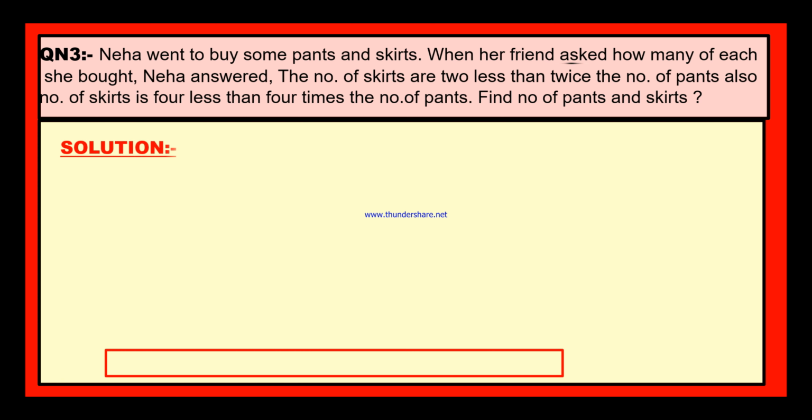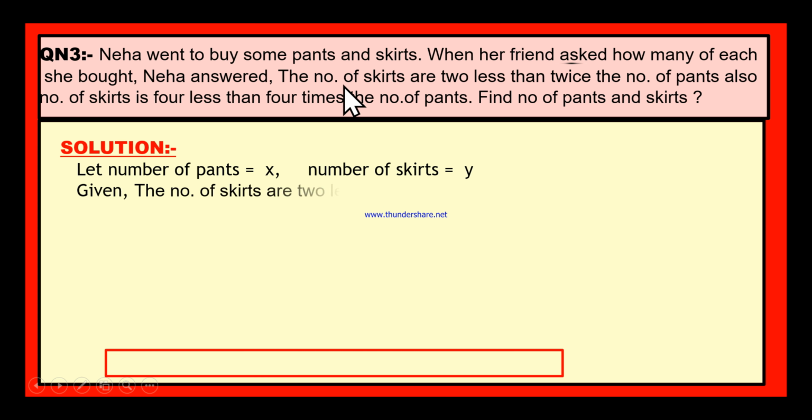Dear students, here what to find? Here we have to find the number of pants and the number of skirts. Therefore, let us assume that the number of pants is equal to x and the number of skirts is equal to y. Now, let us write the first condition.